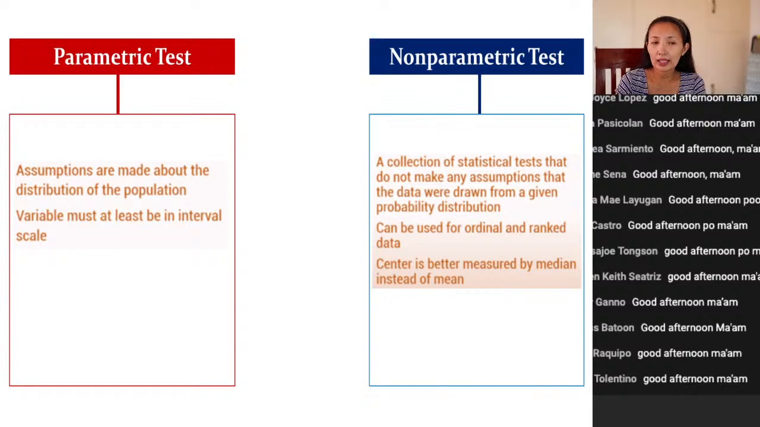What do you mean ordinal data? Rank data. You know the difference between interval and scale. Ordinal, some degree of ordering or ranking, parang satisfaction rating. Ganon. Ordinal yon. Center is better measured by median instead of mean.